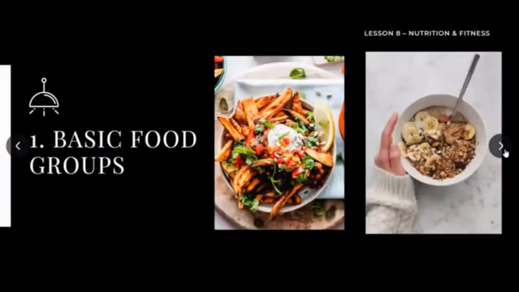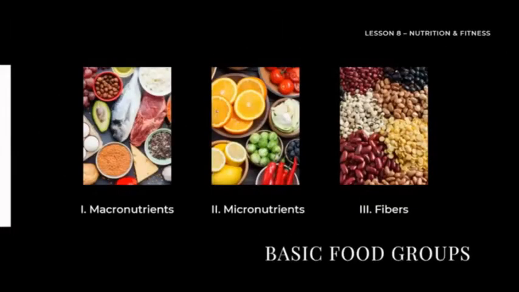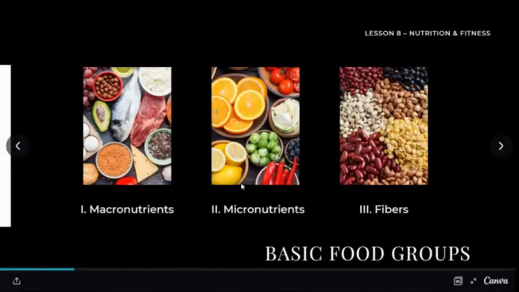Now let's proceed to the basic food groups. There are three. But anyways, basic food groups refer to the classification of the different kinds of food based on the types of nutrients and energy that they can provide to our body. We have here the macronutrients, micronutrients, and fibers.